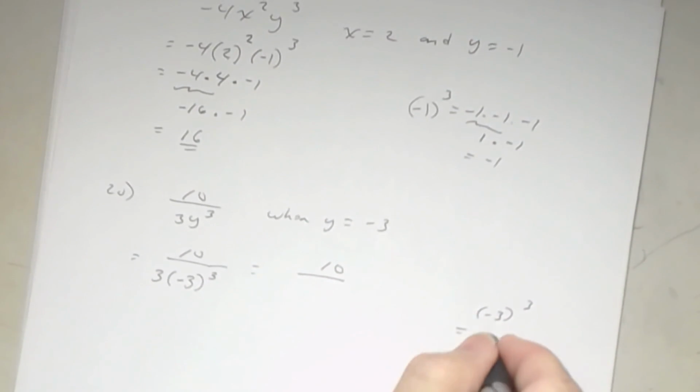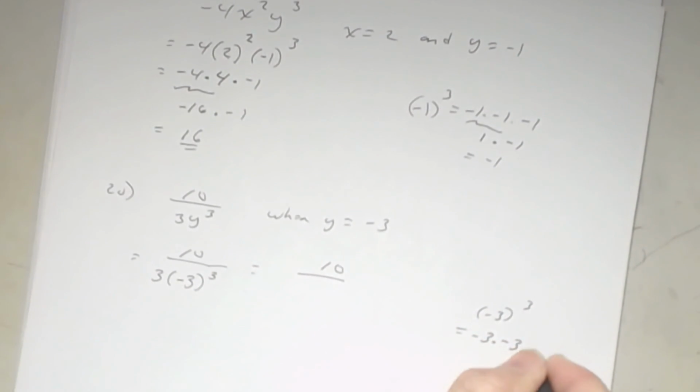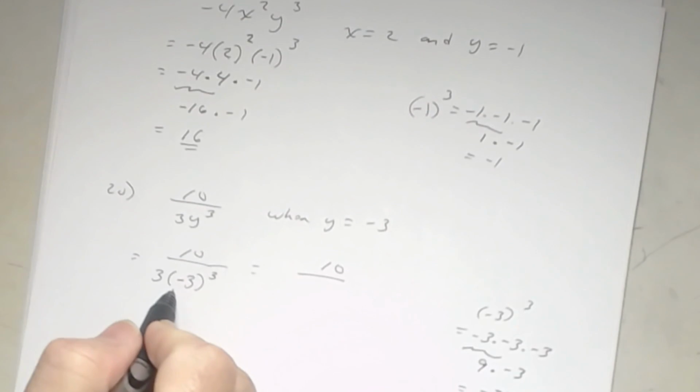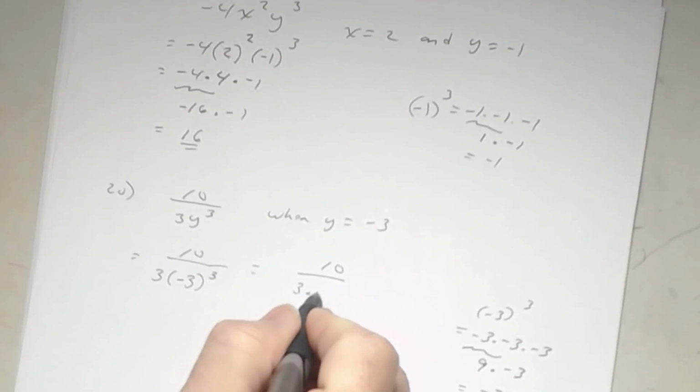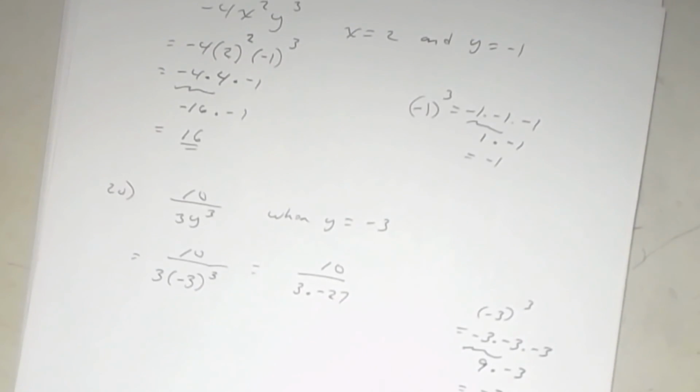Yeah, so it's negative 3 times a negative 3 times a negative 3, right? Using the order of operations, what's a negative 3 times a negative 3? Positive 9. And what's 9 times a negative 3? Negative 27. So this part right here is negative 27. So this becomes 3 times a negative 27.